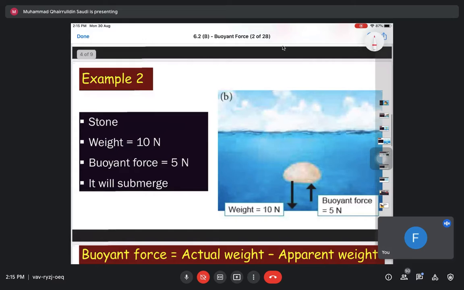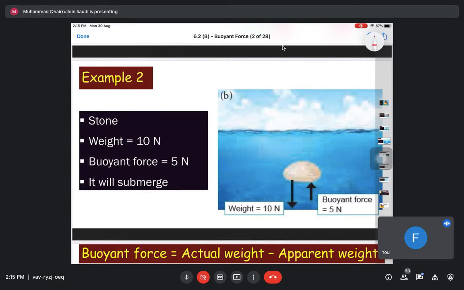Example number 2 is a stone. Kalau kita baling satu biji batu, what will happen to the stone? It will sink. Dia akan sink at the bottom of the beaker. Let's say kalau kita letak dalam beaker, it will sink at the bottom of the beaker. Why? Kenapa dia sink? Because the force that is acting downwards, the force yang acting downwards lebih besar, is bigger than the force that is pushing upwards.